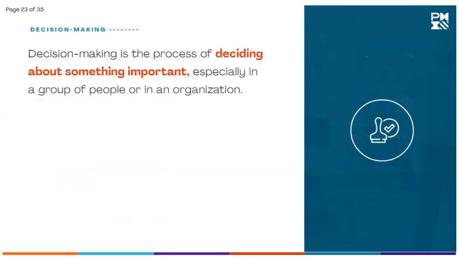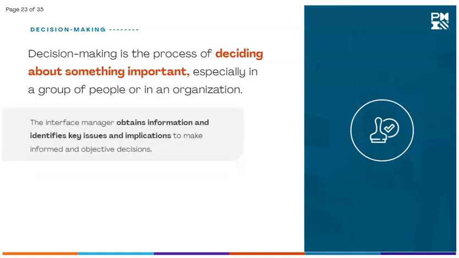Decision-making is the process of deciding about something important, especially in a group of people or in an organization. The interface manager needs a significant amount of decision-making skill. The interface manager obtains information and identifies key issues and implications to make informed and objective decisions. Click to review key behaviors.